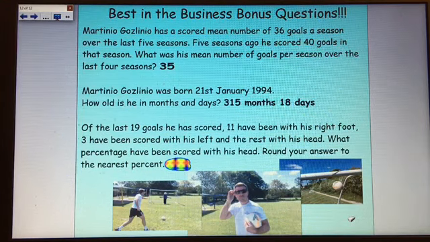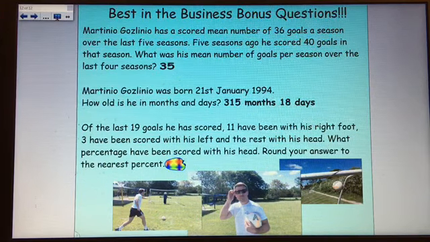Okay, so 19 goals. 11 with his right, 3 with his left. So 14 overall and the rest of his head. That means 5 goals must have been scored with his head. So 5/19. So we need to turn that into a decimal and a percentage. To turn 5/19 into a decimal, you do 5 divided by 19, which is 0.26 if you rounded it to 2 decimal places, which would then be 26%.